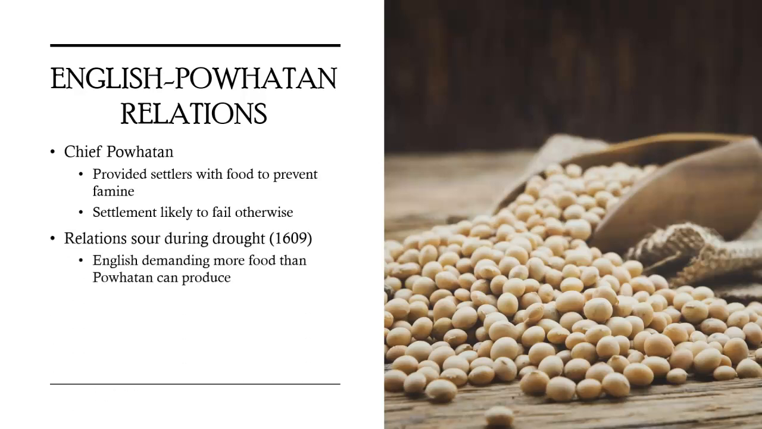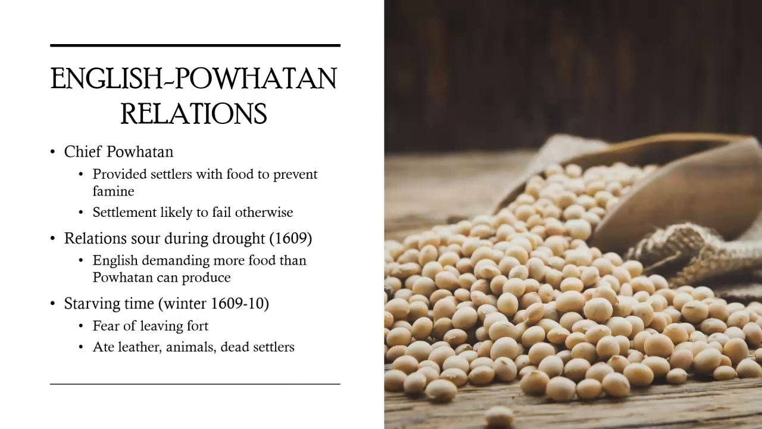The relations are going to sour, though, during a drought. Again, food is problematic. People are going to need food to survive. When you are relying on that natural resource and the kindness of others to give it to you, that can be problematic. Now, the English are demanding more food from the Powhatans than the Powhatans can simply produce because there is a drought. It's really hard to grow food when you don't have water to keep that food alive. The British are saying, we need more, we need more, we need more. The Powhatans can't give them any more because they don't have it, and this is going to lead to tensions.